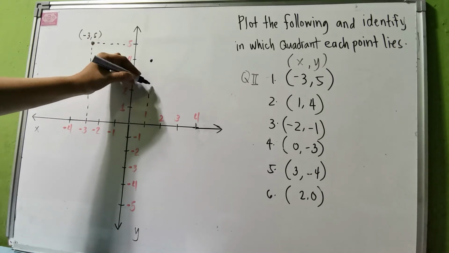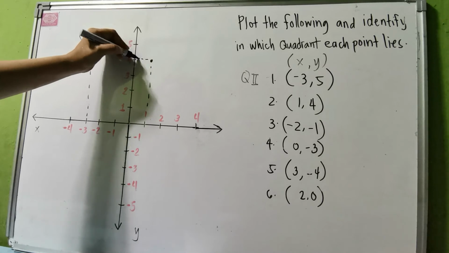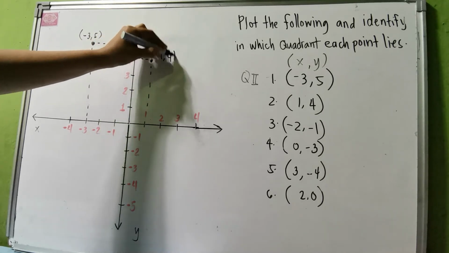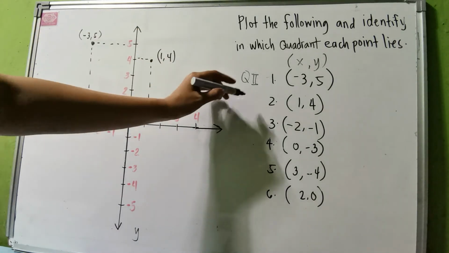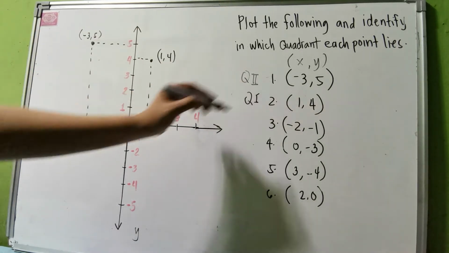Okay, so we have (1, 4). So, kaya identify natin yung quadrant. We have first quadrant or quadrant 1.